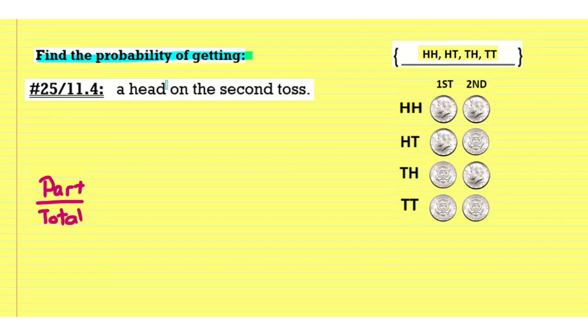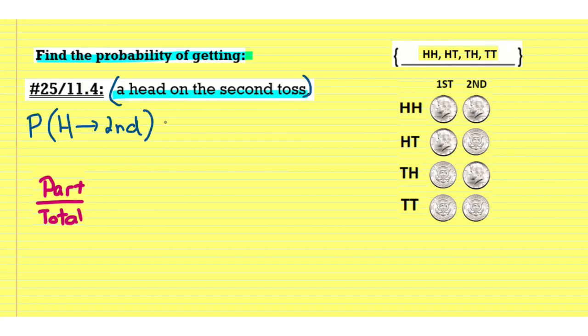Find the probability of getting a head on the second toss. We haven't been writing this on the two previous problems, but we could. We could write that as the probability of event E, which is a head on the second toss. And if I wanted to, I could write it like this: probability of the head on the second toss. It's just kind of an abbreviated way. Or I could write out this entire phrase and put it in parentheses. So the probability of getting a head on the second toss is going to be equal to this ratio, the part out of the total.